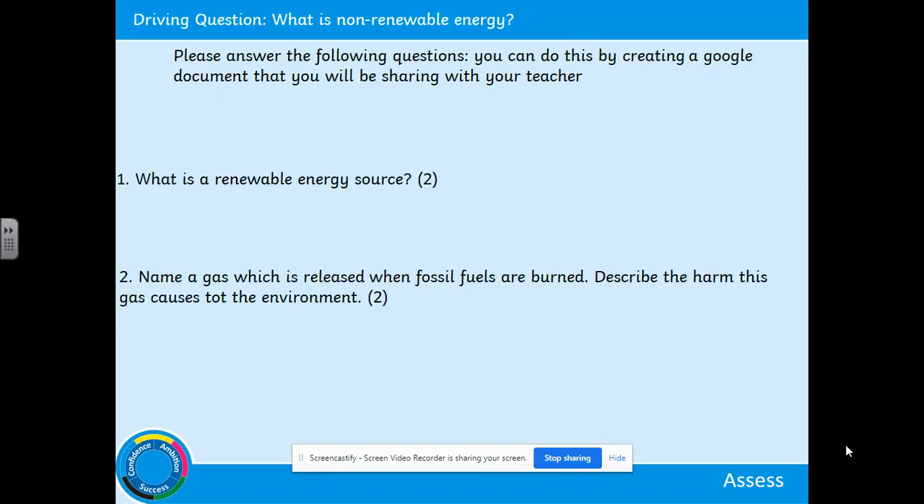Now we are at the end of today's lesson. I hope this was short enough to grab your attention and get the ball rolling. Please answer the following questions. You can do this by creating a Google document that you will be sharing with your teacher. Question 1. What is renewable energy sources? That's 2 marks. Name a gas which is released when fossil fuels are burned. Describe the harm this gas causes to the environment. Again, this is 2 marks.